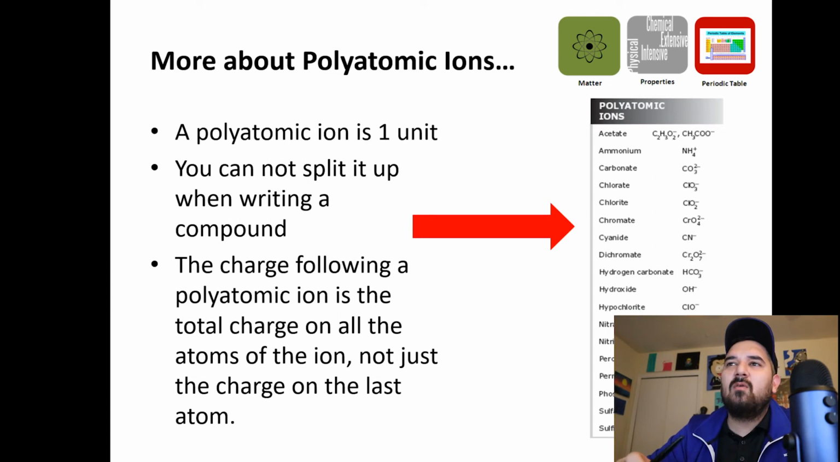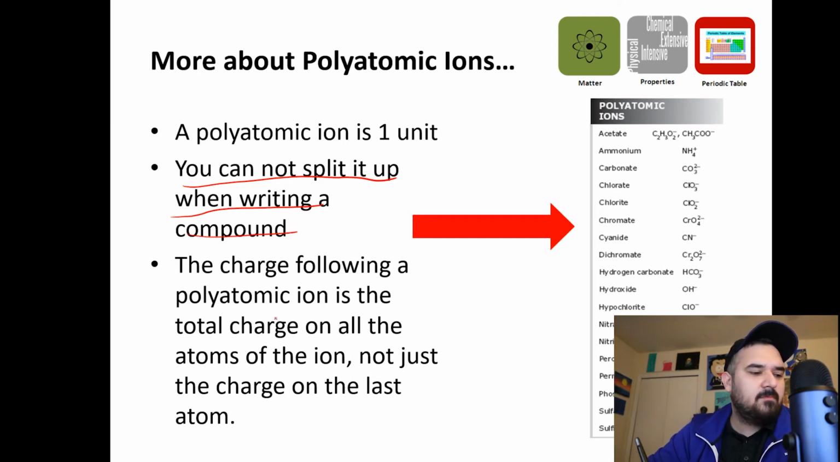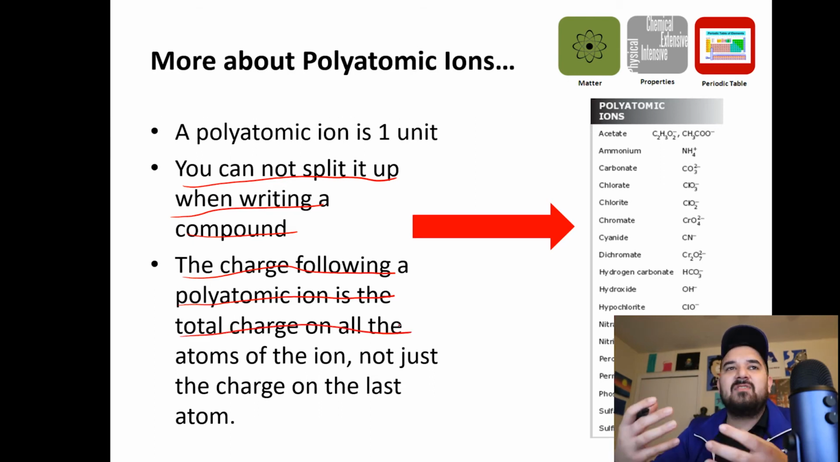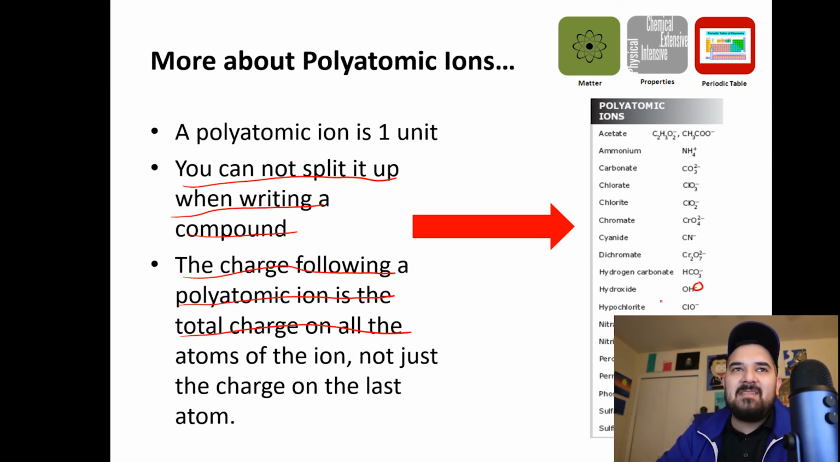All right, so another thing you need to know is that you cannot split it up when you're writing out the compound. And the charge that you see here is the total charge. So after these things have bonded together, the charge that's remaining on the entire thing is what's written here. So this minus is not only on the H, it's on the OH bonded together. And let me show you where that comes from.